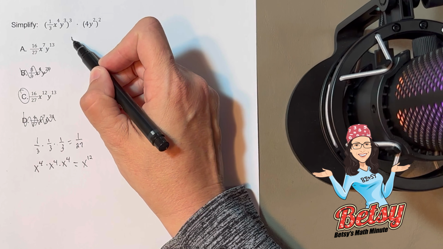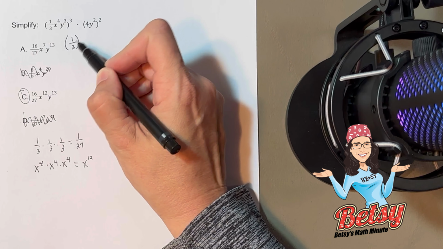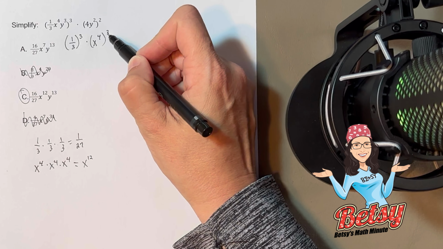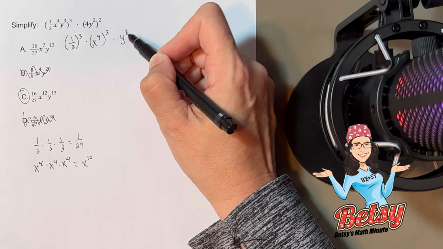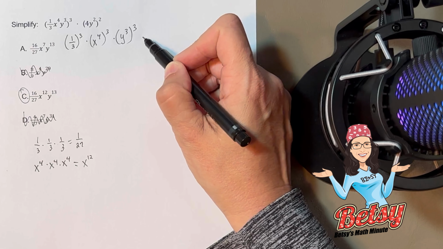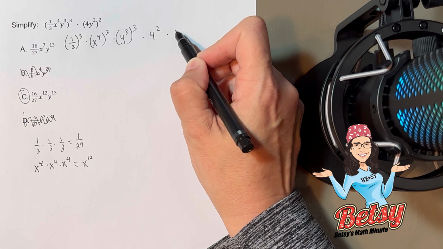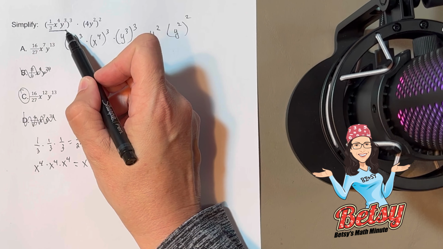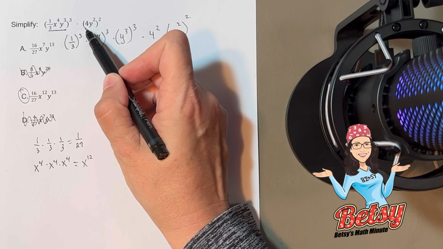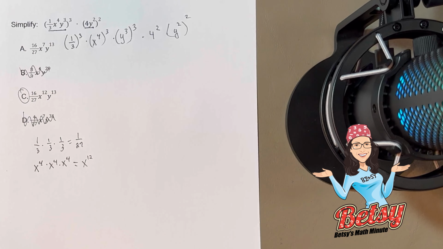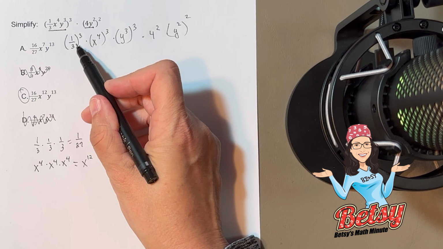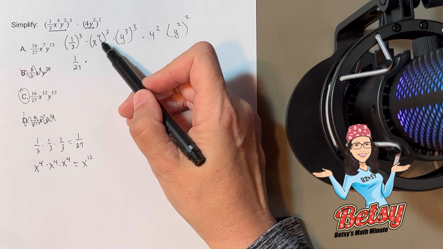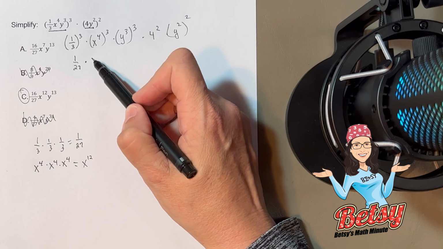So I'm going to rewrite this. I got 1/3 cubed times x to the 4 cubed times y cubed cubed. And then I got times 4 squared times y squared squared. So everything in the parentheses is cubed here, and everything in the parentheses here is squared. And we've already found that 1/3 cubed is 1/27 times an exponent to an exponent again. 4 times 3 is 12.